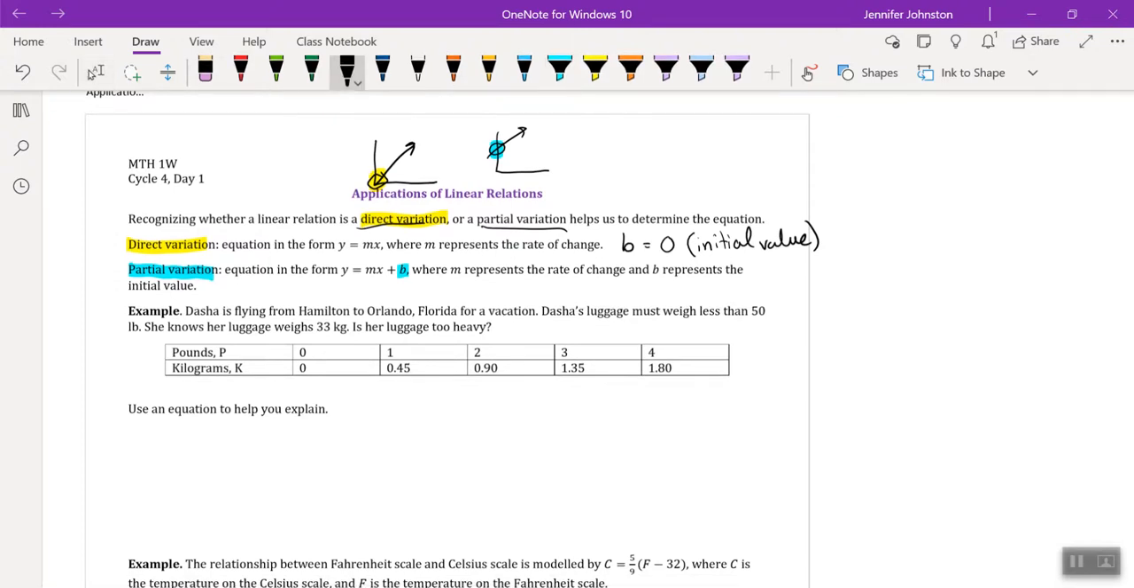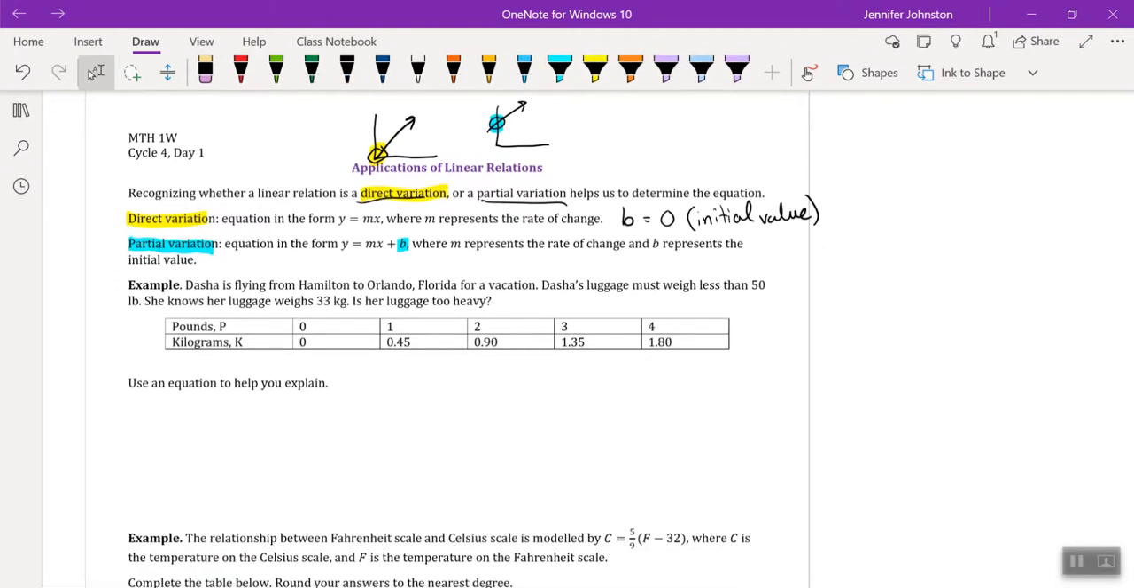All right, so here we have an example where Dasha is flying from Hamilton to Orlando, Florida for a vacation. Dasha's luggage must weigh less than 50 pounds. She knows that her luggage weighs 33 kilograms. Is her luggage too heavy? We have a chart here. For 0 pounds, it's 0 kilograms. So automatically we can see it's direct variation because it starts at 0, 0. Then for every 1 pound, it's 0.45. 2 pounds, 0.90. 3 pounds, it just keeps on going up by 0.45 each time.